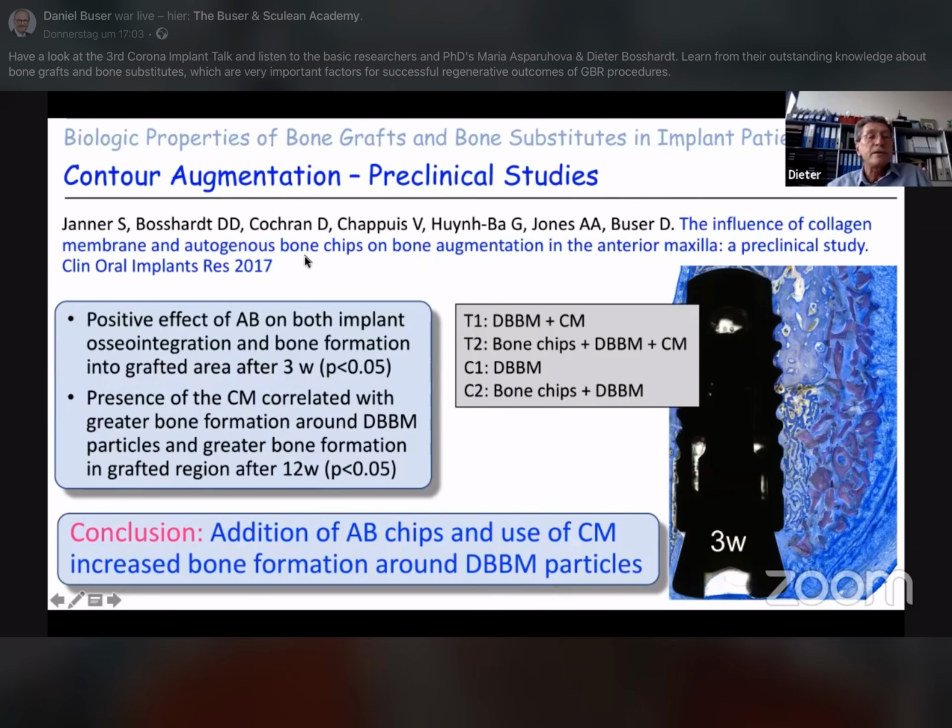There were positive effects observed of the autologous bone on both implant osseointegration and bone formation into the grafted area after 3 weeks. And this was statistically significant. And the presence of the collagen membrane correlated with greater bone formation around the substitute particles and greater bone formation in the grafted region after 12 weeks. And also this was statistically significant. Now, the conclusion that can be drawn from this study is that addition of autologous bone chips and the use of a collagen membrane increased bone formation around the bone substitute particles. Also a very nice study.